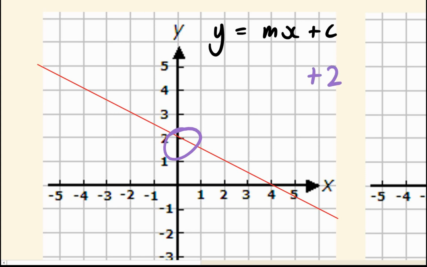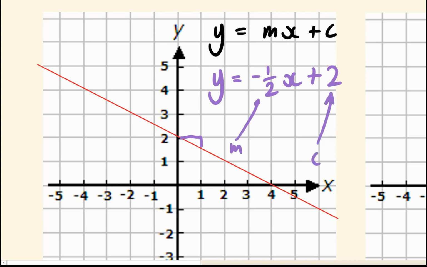So this will end in a +2. Now we need to find the gradient. Gradient is, if I go 1 square along, how many squares up do I go? Well, here we're going down, so that means I'm going up by a negative amount. If I go 2 squares across, I go 1 square down. So for each 1 square I go across, I must have gone half a square down. And again, because we're going down, that means it's minus. So it's y equals -1/2x plus 2. So the gradient was -1/2, and the y-intercept, or the y cut, was +2.